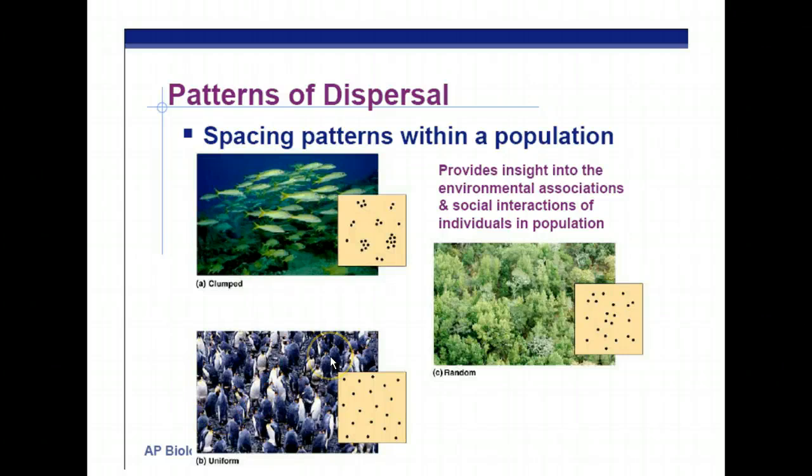The uniform pattern of dispersal is usually found in things like birds. Birds have a clump pattern, but they have a little bit of elbow room, mainly for nesting space. If the other birds get too close to their nesting space, they chase those birds away, so they have this little space around them, and that's called the uniform pattern of dispersal.